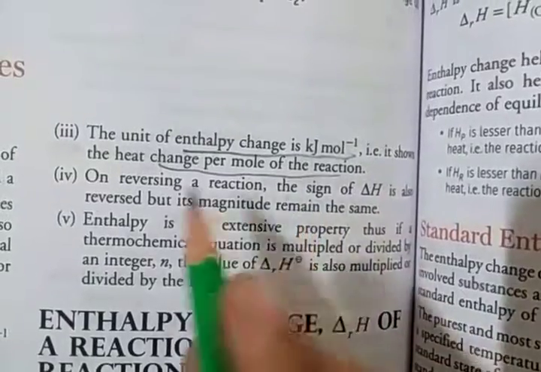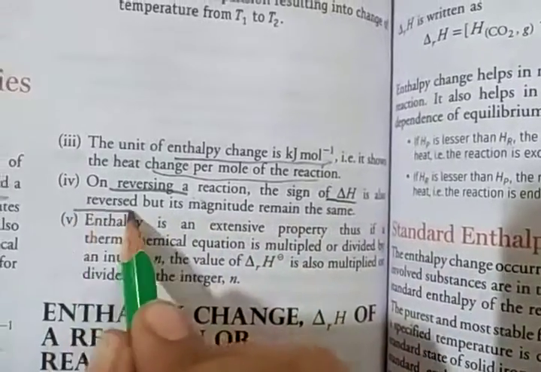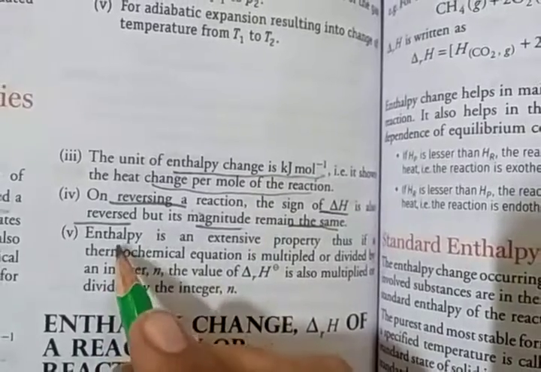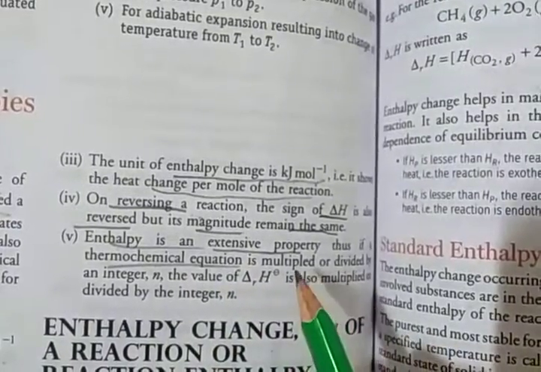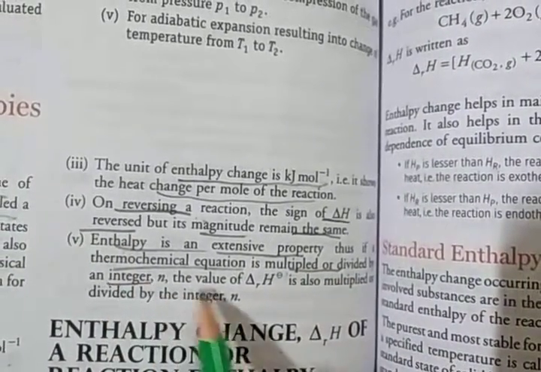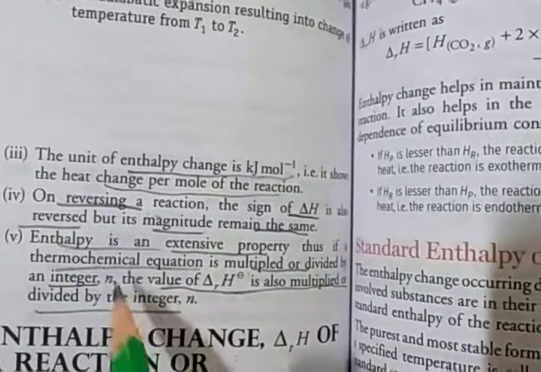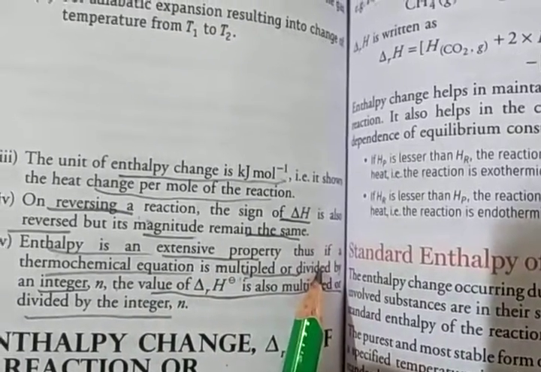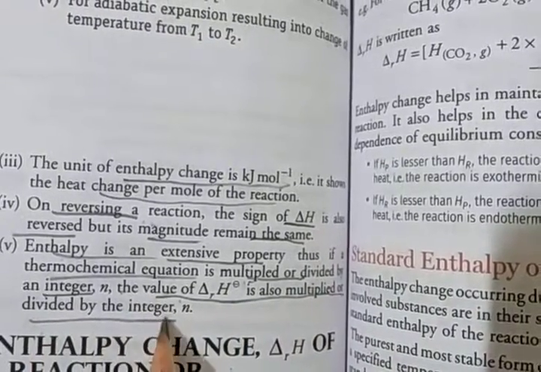Fourth, whenever the reaction is reversed, the sign of delta H reverses but its magnitude remains the same. Enthalpy is an extensive property. So if a thermochemical equation is multiplied or divided by an integer n, the value of delta H is also multiplied or divided by the integer n.